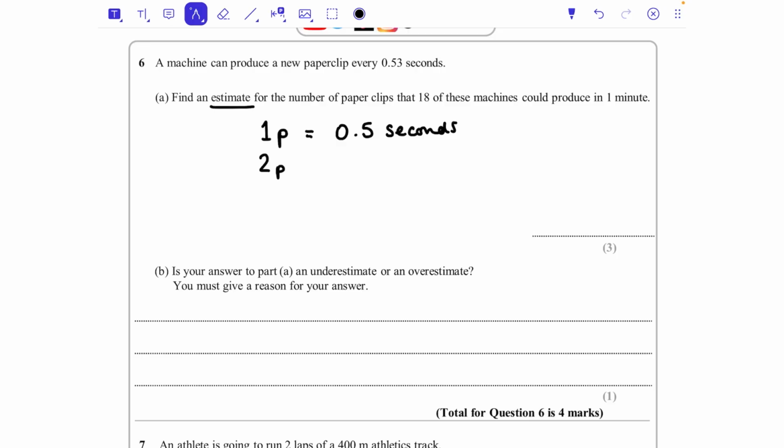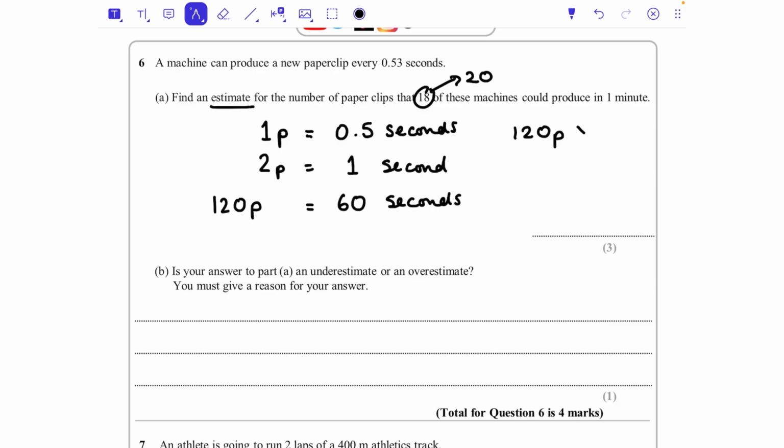So then I would say that 2 paperclips can be made in 1 second. And then I could say that in 60 seconds, because they're asking me about a minute, we would make 120 paperclips. But we've got 18 machines running. Now, instead of doing 18, I'm just going to say, what about 20? Because we're estimating, we're rounding to one significant figure. So I'm going to say I've got 120 paperclips, and I'm timesing that by 20 machines. So I'm going to times it by 2 and times it by 10, which is 2,400, roughly.